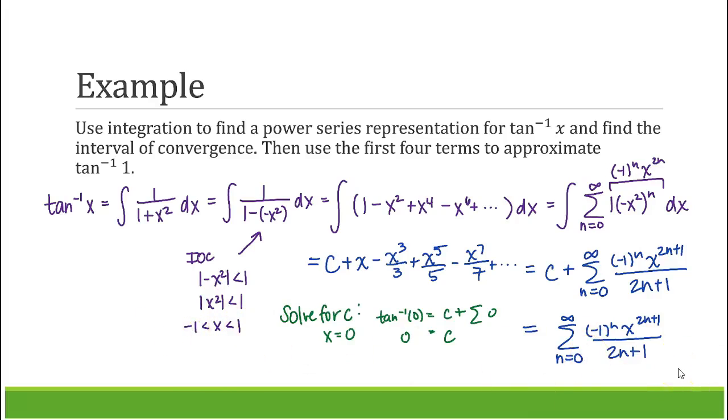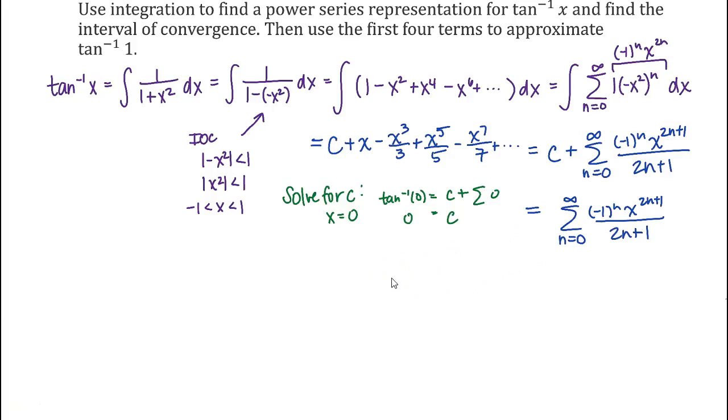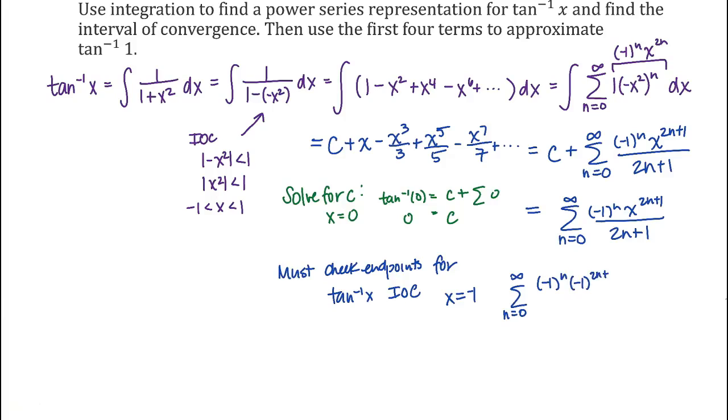So I'm going to make some space here. Alright, so let's go ahead and check our endpoints, right? So we must check endpoints for the tan inverse of x interval of convergence. That's testing negative 1 and 1, so we can try what happens when x equals negative 1, and we're checking that up here in our power series answer. So we'll have the sum of n equals 0 to infinity of negative 1 to the n, and then negative 1 to the 2n plus 1 over 2n plus 1.